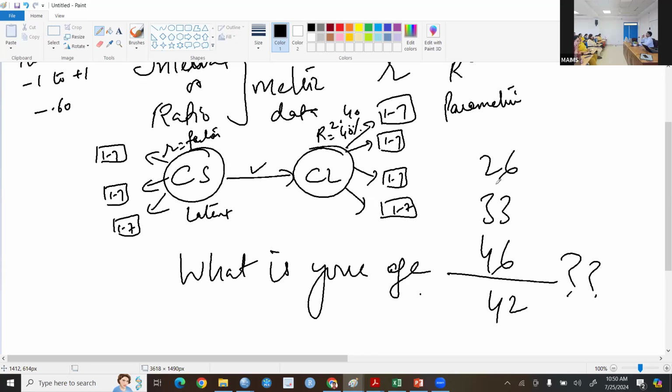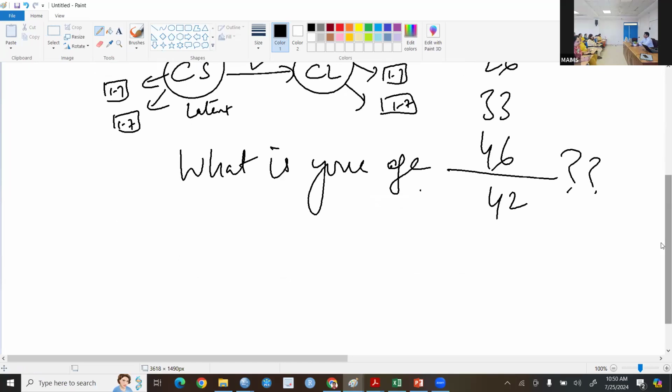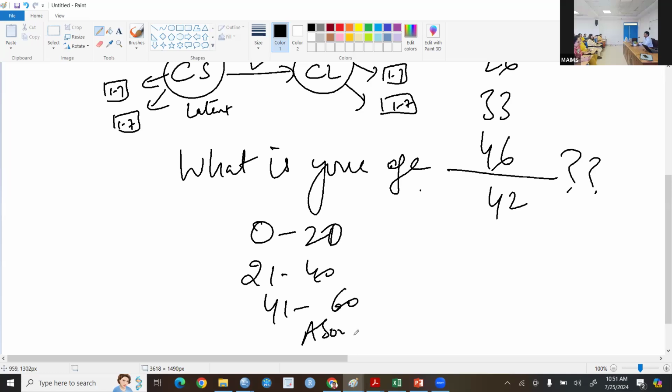So what is your age is ratio data. But if I ask a question like this, what is your age? 0 to 20, 21 to 40, 41 to 60, and above 60, please tick a box. This is not ratio data. This data is called interval data.